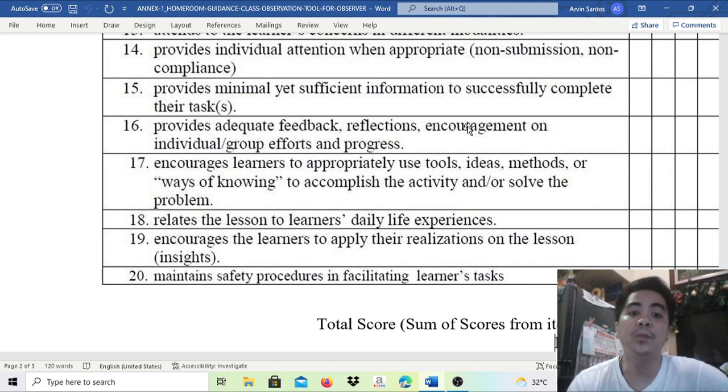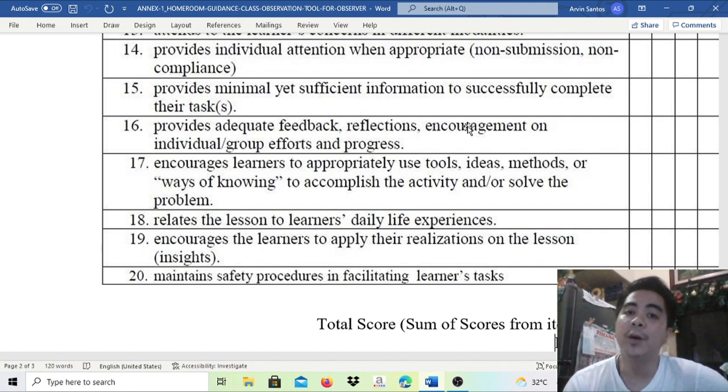Kasi, totally, it should be relatable to, or based on, the experience of the student or your own experience that you share to your students, di ba? It can happen in our everyday activities, di ba? So, pwede yun doon. 19. So, you encourage the learners to apply the realization on the lesson. So, you give them time to reflect, di ba? On what they experience. So, you connect it to real life situations. So, pwede po yun.